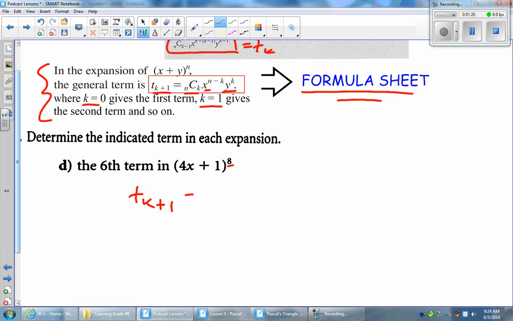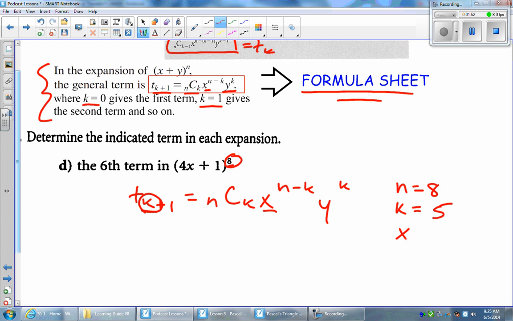T subscript k plus 1 equals n choose k, x to the power of n minus k, y to the power of k. All right, so a couple of things we have to do here. First of all, we need to identify the value of n. Now, n is the exponent, the power that we're raising this binomial to, and that is 8. The next thing we need to identify is k. Now remember, we want the sixth term, so the only number that fits here is 5. Okay, so k will be 5. Next we want to identify the x term. That's the first term in the binomial, and that is 4x. Then y is the second term in the binomial, which is plus 1.